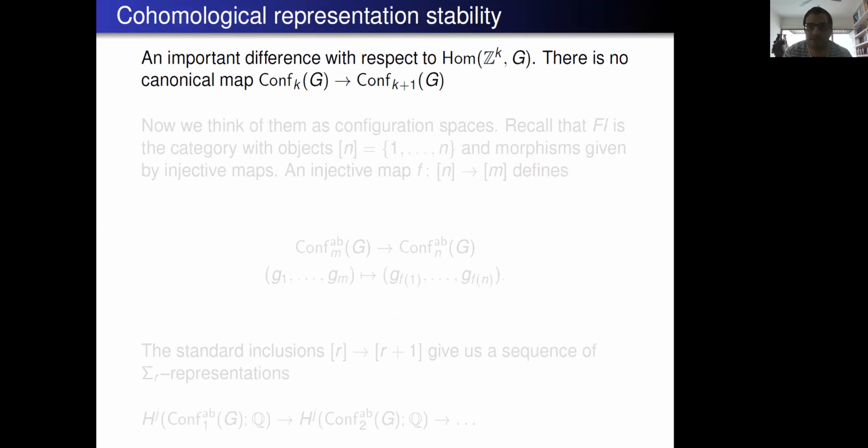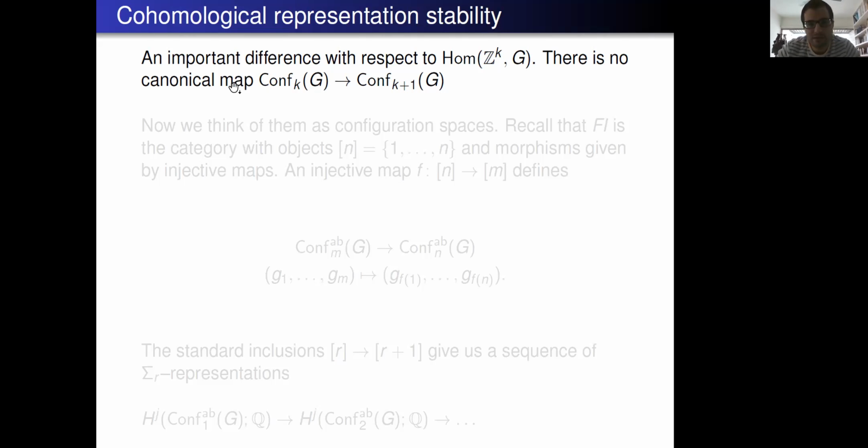Now, I wanted to talk also about stability with respect to the number of tuples. And here there is an important difference with respect to the space of commuting tuples, especially if you consider the work of Ramras and Stafford, because what they do is that if you have a tuple with k commuting elements, you can create a tuple with k plus 1 commuting elements by adding a 1, just the unit element of the group. But here we cannot do that because it may happen that in the tuple that we started with, we have the 1 already. So we cannot repeat the element 1. So we don't have a canonical map going up.